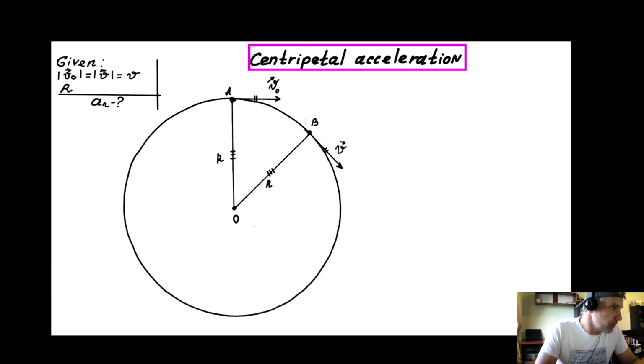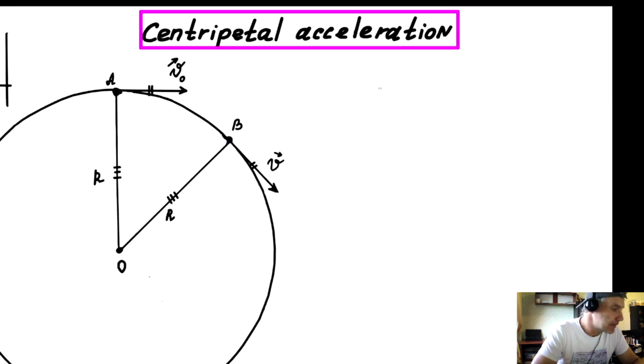As I hope you know, velocity is a vector quantity. Although the velocity is exactly constant in magnitude, it is not constant in direction. Let's write down the acceleration formula, which I hope you know. I write approximately the acceleration formula: a = (vector v minus vector v0) over delta t.